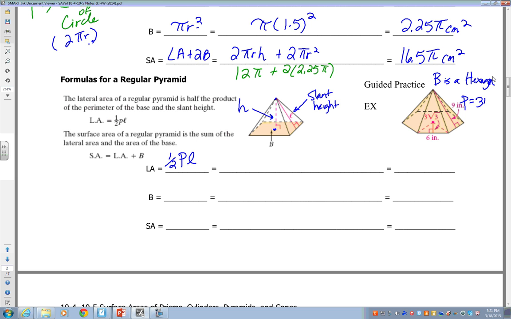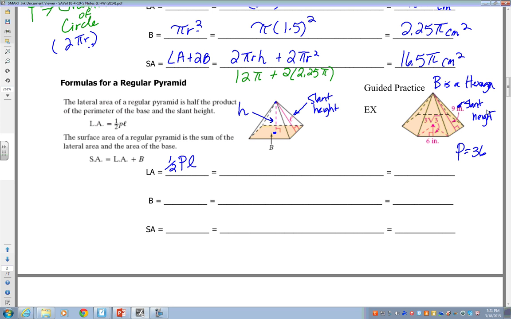Yeah, it would be 36. 6 is our side, and there are 6 of them. And 9 is your slant height. Let me move this over. So the perimeter is 36, and this 9 right here represents the slant height. So we're going to do 1/2 times our 36, the perimeter, times our slant height, the 9. Half of 36 is 18, times 9.